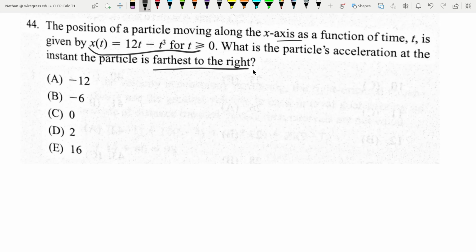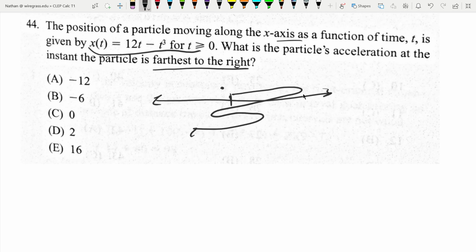Because we're talking about a position function, this particle is moving along the x-axis, so it's going to move left and right. Let's just say it starts at 0 and moves some direction here, and then it might move back and whatever. We're looking for what's the farthest value to the right. Well, when it hits this farthest value, that's when it shifts from going this direction to this direction.